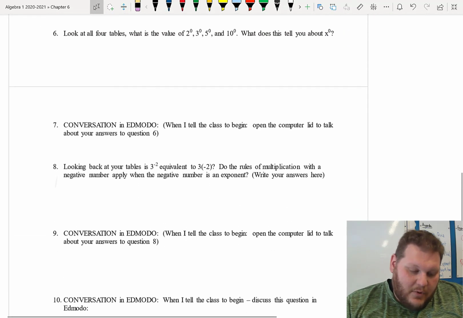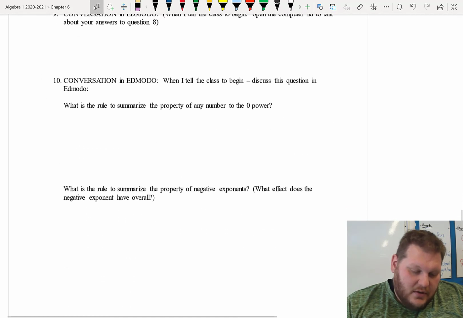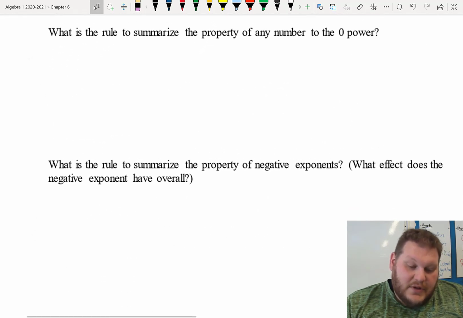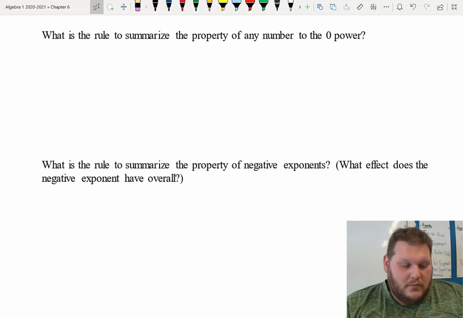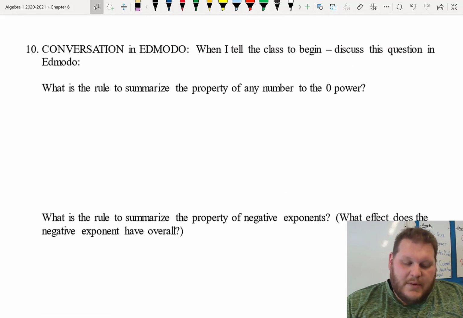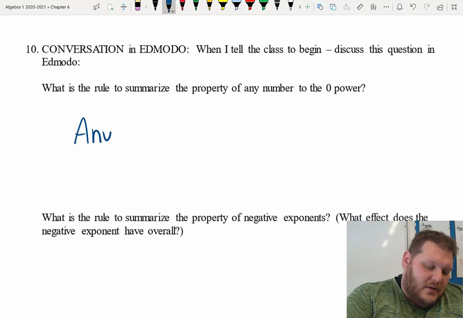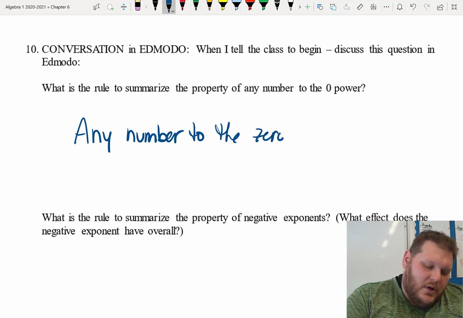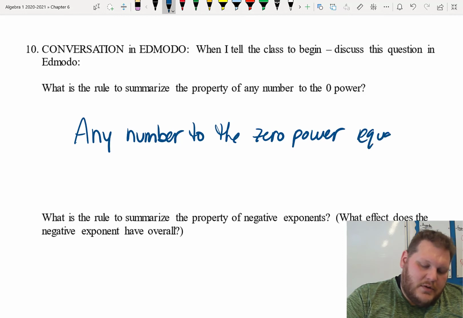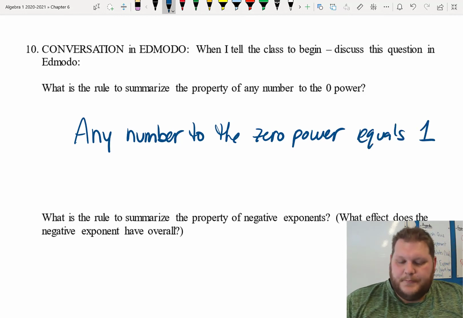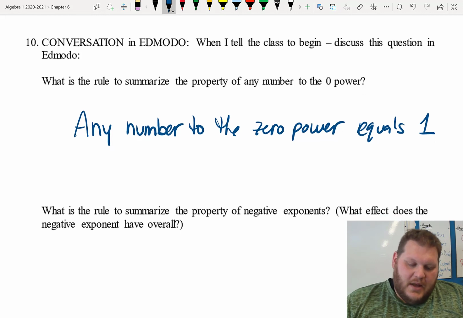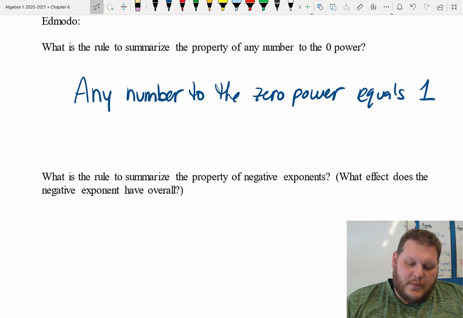So, summarizing some stuff here, I'm going to go down here to number 10, what's labeled as number 10 on the worksheet here. What is the rule to summarize the property of any number to the 0 power? So we'll just say any number to the 0 power equals 1.